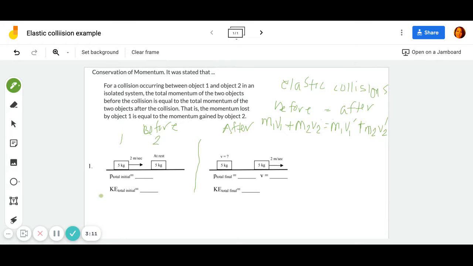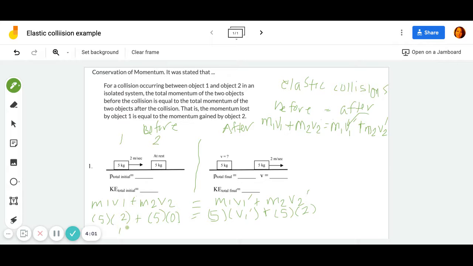Okay, so let's solve. So we have m1 v1 plus m2 v2 equals m1 v1 prime plus m2 v2 prime. All right, so m1, 5 times v1, 2, plus m2, 5 times v2, 0 because it's not moving, equals m1, 5 times v1 prime, that's what we're looking for, plus m2, 5 times v2 prime, 2. So this will give us 10 plus 0, so that's 10, equals 5 times v1 prime plus 10.